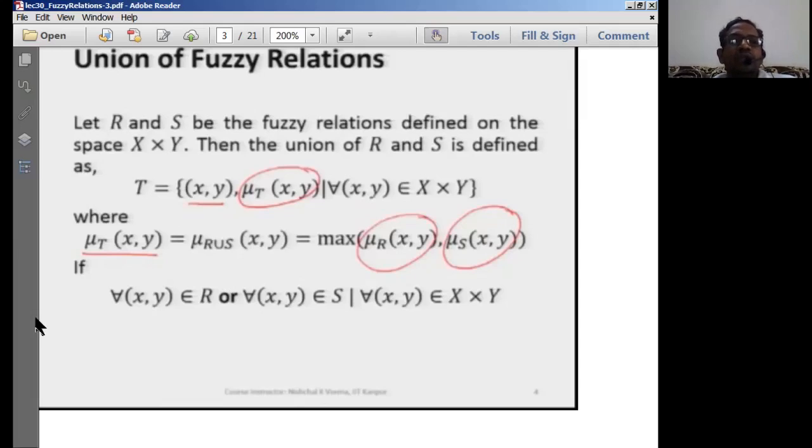So in terms of the belongingness, what can we write? For all X comma Y belongs to R, or for all X comma Y belongs to S, we can have for all X comma Y belongs to X cross Y we can write. So this is the relationship which we can get for union of fuzzy relationships. So it is simply going to be a nested relationship I can have. So this relationship can also be called T, a fuzzy relationship for the union operation I can write.